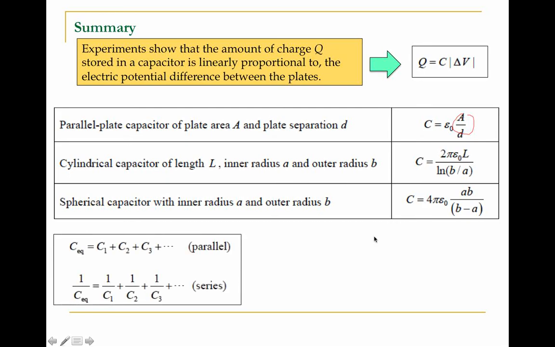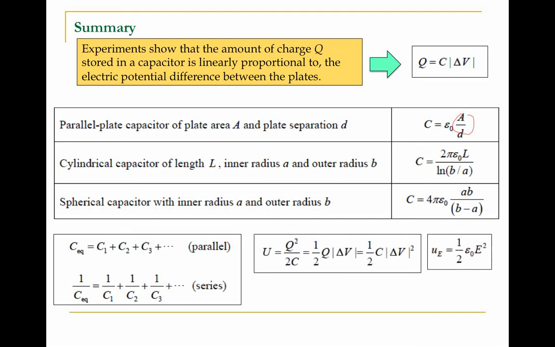After that, we looked at the combination of capacitors. In the parallel combination of capacitors, we have C equivalent is equal to C1 plus C2 plus C3 and so on. And if it is series, then we have 1 over C equivalent is equal to 1 over C1 plus 1 over C2 plus 1 over C3. We also talked about the potential energy stored in a capacitor, which we found to be either a half Q V, or a half C delta V squared, or Q squared over 2C.